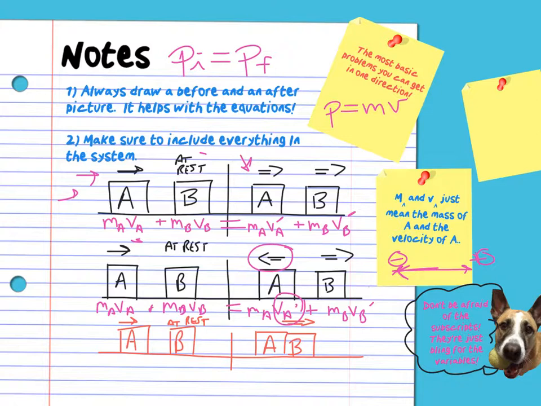This is going to the right, or in the positive direction. We're going to put a positive value here. This is going to the right, so you guessed it, we're going to put a positive value here. And this is at rest, so we're going to make that 0. All right, and then you put in your values and you solve.